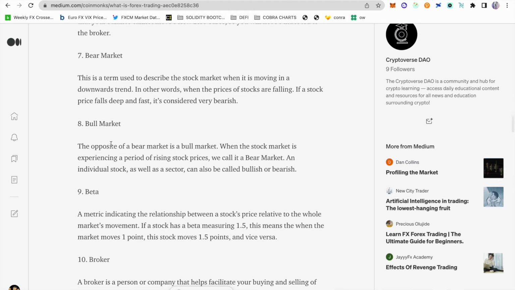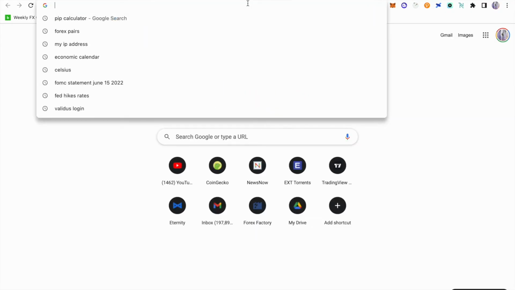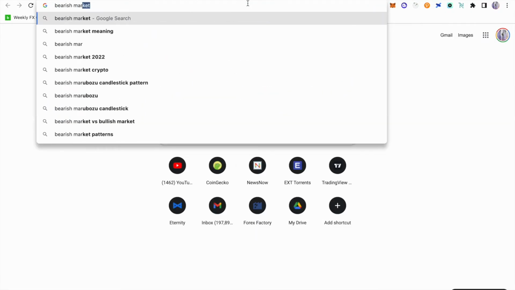Now we gotta understand what a bull market and bear market is, right? So bulls and bears. Bear is the term used to describe the stock market when it is moving in a downward trend. In other words, when the prices of a stock are falling. If a stock price falls deep and fast, it's considered bearish. So something like a bearish market chart. If we can give you an example here.